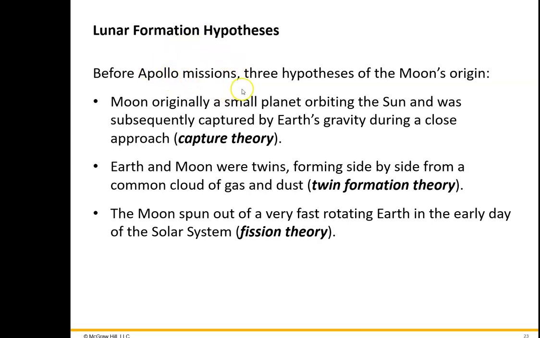So we didn't really know how the moon was formed. There were different ideas around. One was the capture theory, that the moon was just some rogue object and it got captured. Another was the twin formation, that the moon and the Earth formed at the same time. Another is the fission theory, that the moon spun out of the Earth. Anyhow, these theories were proven different.